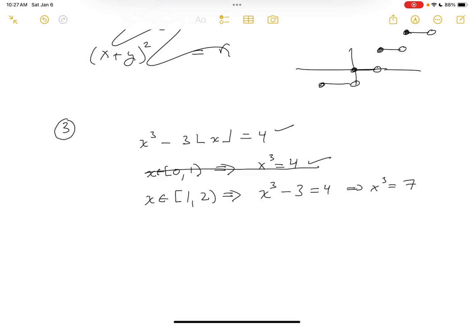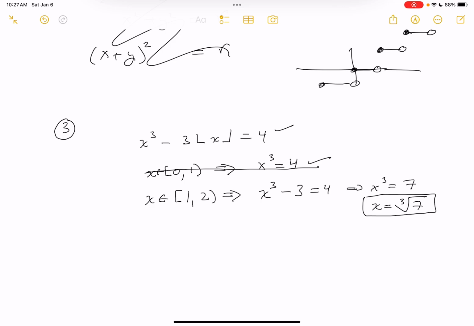Now, time for me to think. And I'm between 1 and 2, right? Let's see, 0 to 1 didn't work out so well, but I think this one works out well. What does it make? x would equal the cube root of 7. And the cube root of 7 is, like I'm saying, between 1 and 2. I know that much. So I did find a solution over here. All right, I need to look for other ones, though.